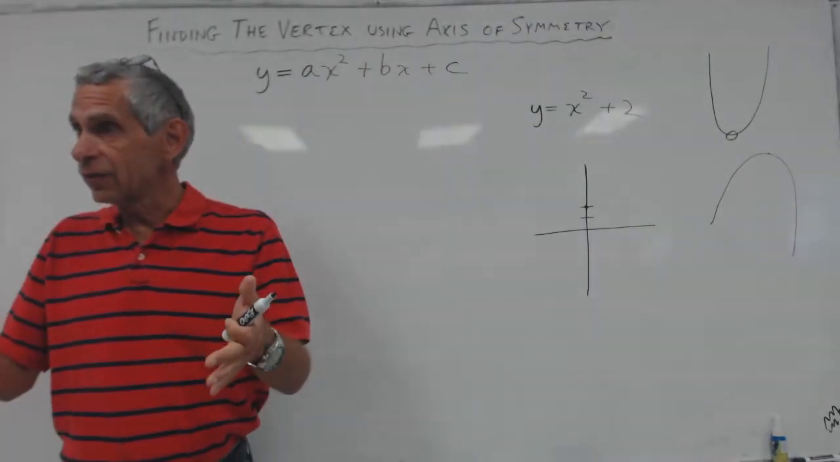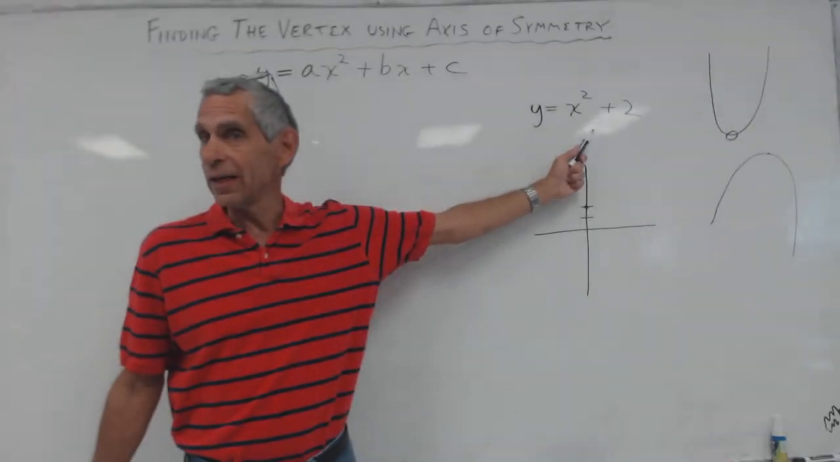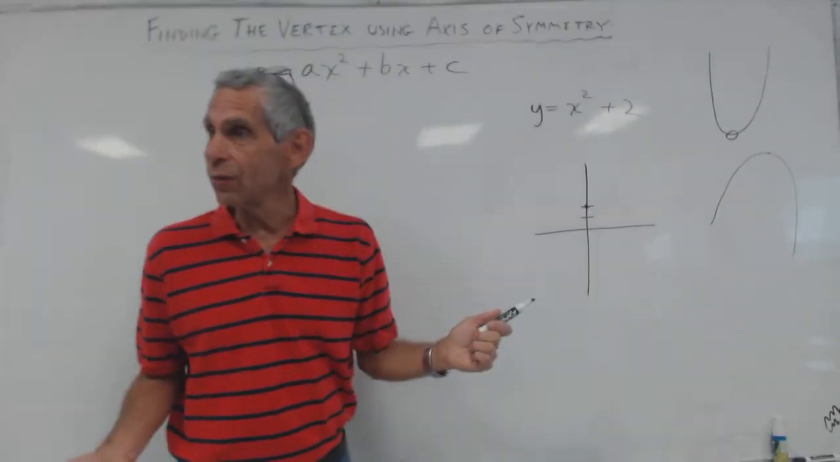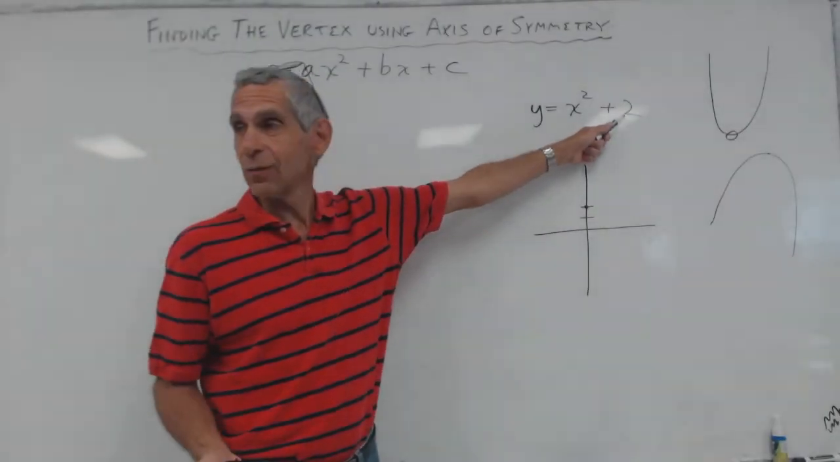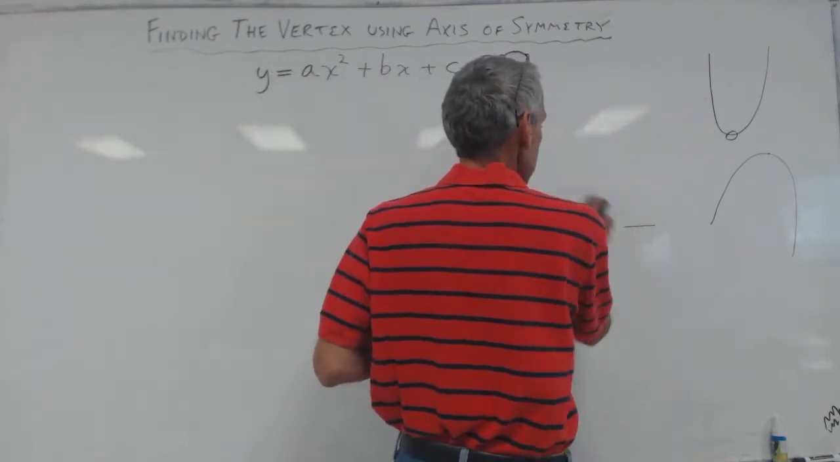We're going to plot the vertex first. So we got to figure out what it is. This is easy to find the vertex on this, right? Because there's no B. We know the vertex is on the y-axis, and it hits the y-axis at 2. So we know that's the vertex.